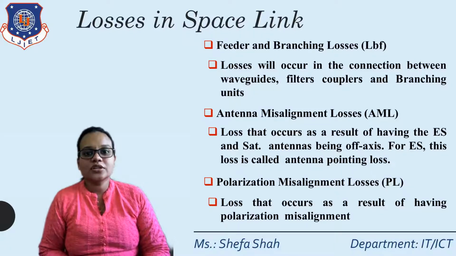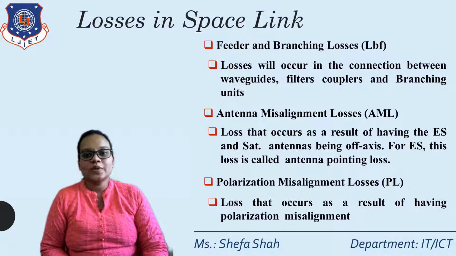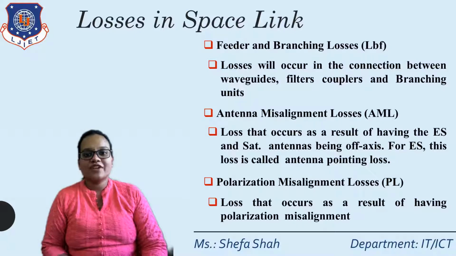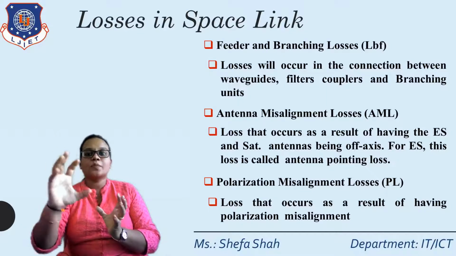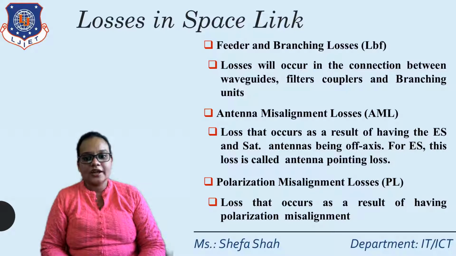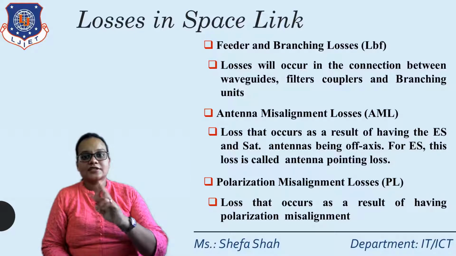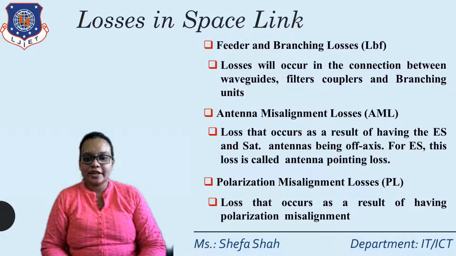Then fourth, that is antenna misalignment loss, which is denoted by AML. As we have discussed, whenever there is a transmitting and receiving antenna, and if they are not pointing properly in each other's direction, then there will be an antenna misalignment loss, and that is called antenna pointing loss. These are losses that occur as a result of earth station and satellite antennas being off axis, meaning their axes don't match. For ES, these losses are called antenna pointing loss.